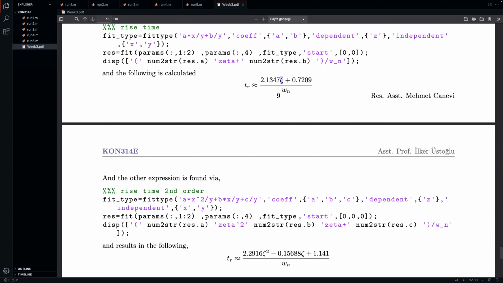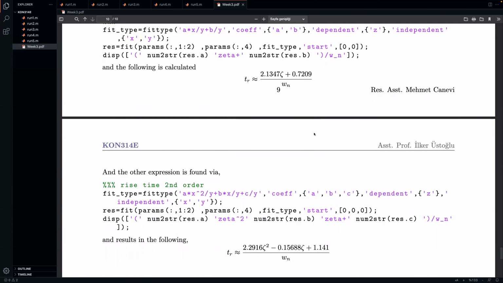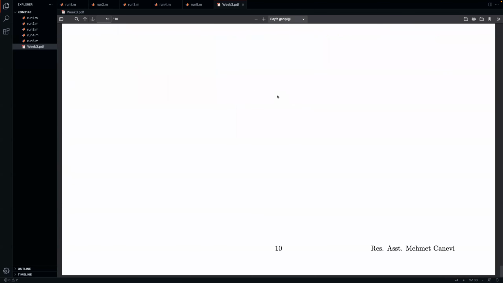Because once you have zeta and omega n, you can determine where the pole assignment should take place, and everything is going to be obvious from that point on. Other than that, these formulas are just used to retrieve zeta and omega n. That should be a rule of thumb.